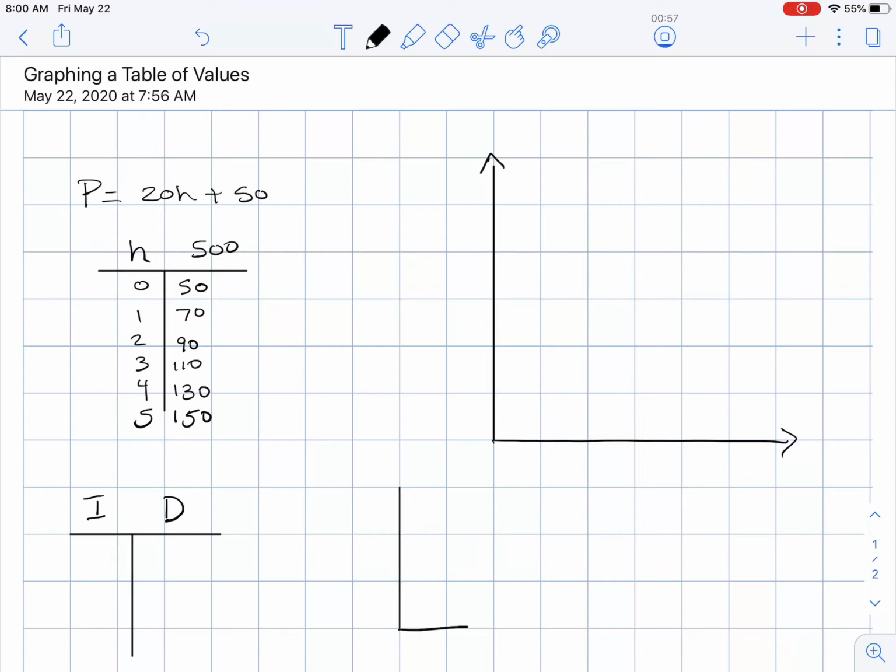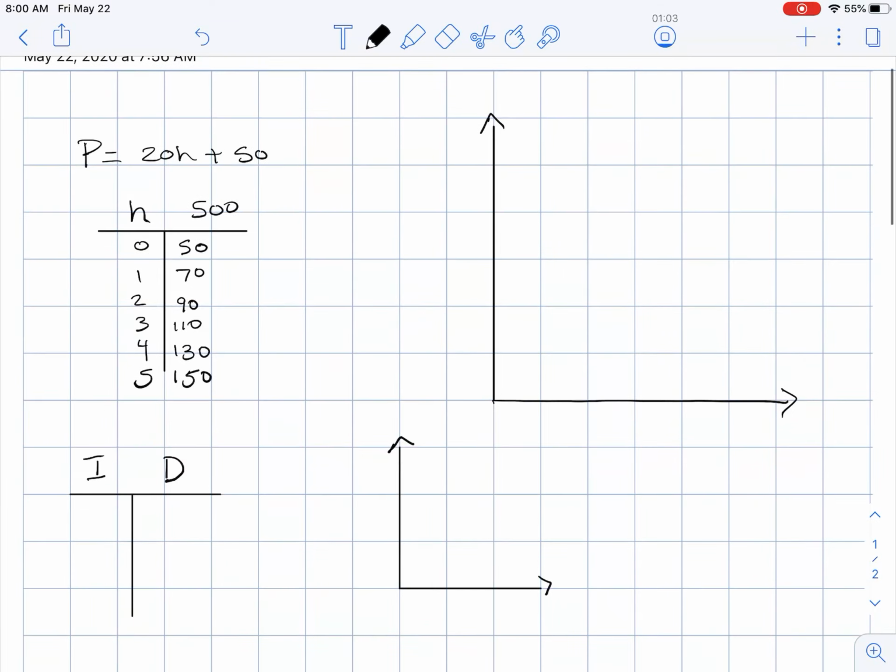When you're graphing, so we're going to graph here in a second, let's look at our graph here. When you're graphing, the independent variable is always going to go on the horizontal axis. So independent's down here, and then dependent's going to be over here. So I've got my graph set up. Again, hours was independent, so that goes down here. And then pay was dependent, so that's going to go over here. Right here in the corner, that's going to be 0.